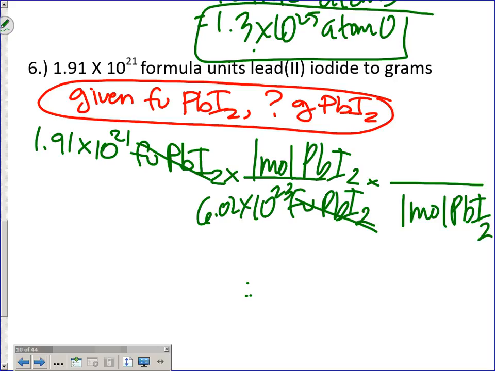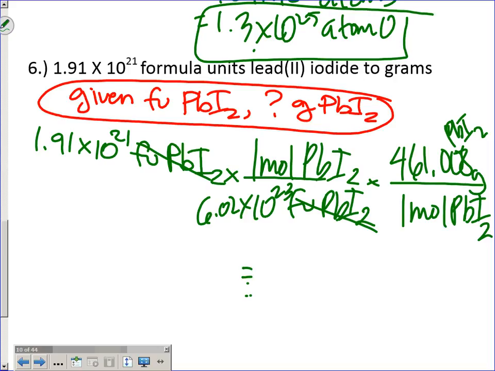weighs 461.008, and that's like 207 from lead plus 126.7 from 2 iodines, so that's times 2. So that's a big number, and that's okay, of PbI2. So from that information, we went from formula units using Avogadro's number to moles, and from moles using the molar mass to mass. Are we done? Yes. You got a calculation for me?